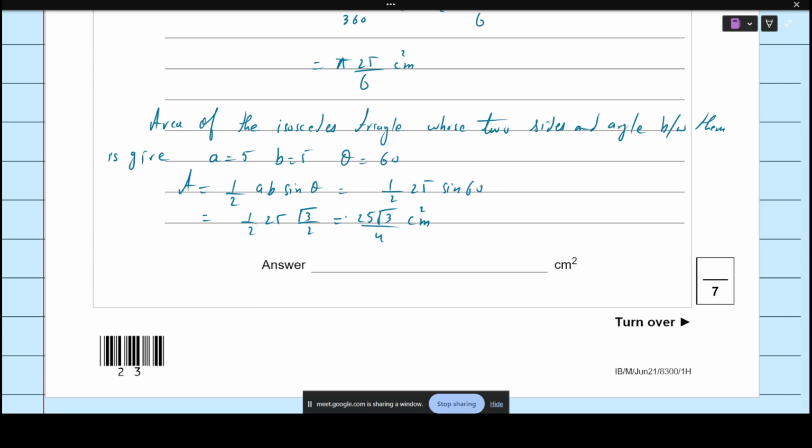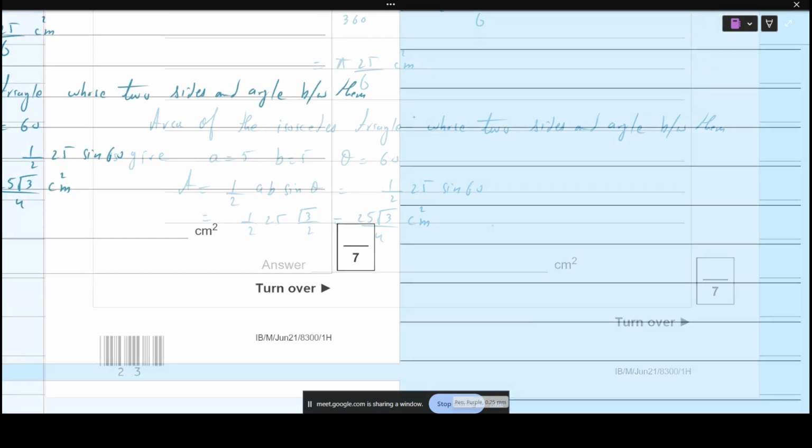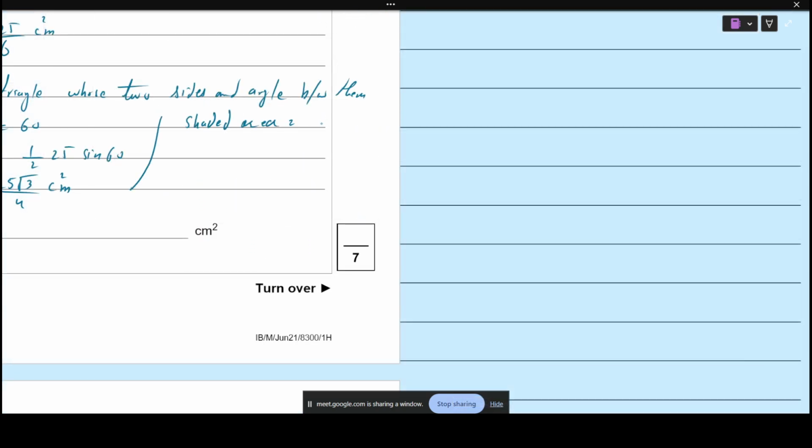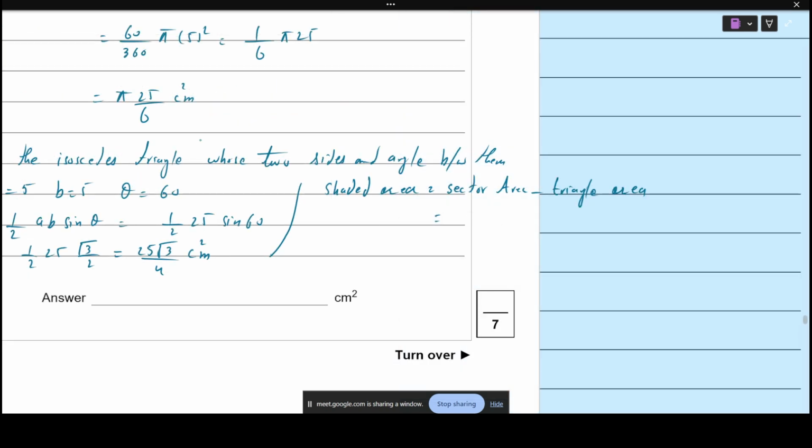So what do we need to do to find the shaded area? We just need to subtract the area of the triangle from the area of the sector. So the shaded area is equal to the area of the sector minus the area of the triangle. That's 25 pi by 6, and the area of the triangle is 25 square root of 3 by 4. So we just need to subtract them.